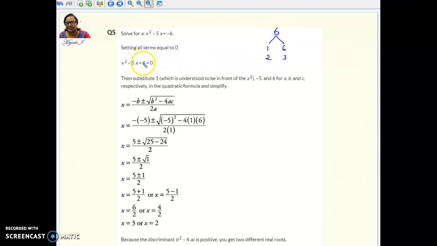As this is positive, it should be the sum of the two values. So 1 plus 6 is 7, 2 plus 3 is 5. Therefore, you have the x term as 5. Therefore, that is the value. So you can also solve this by the regular method which I have shown earlier.